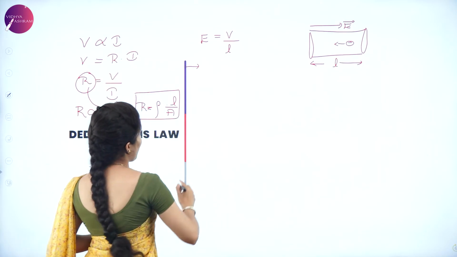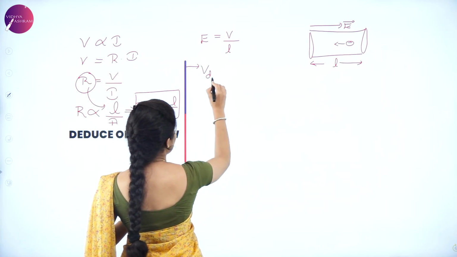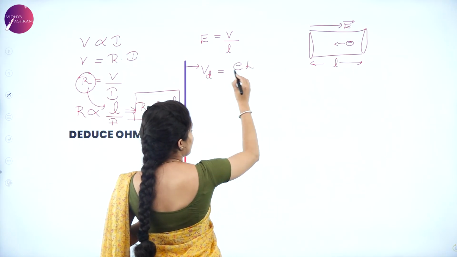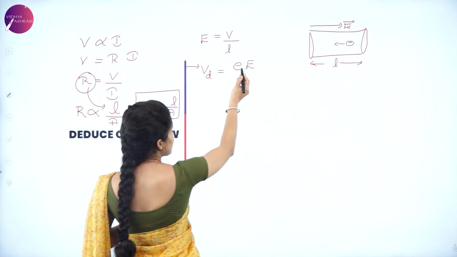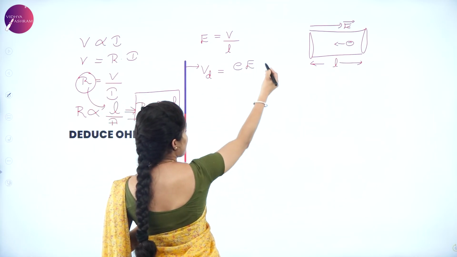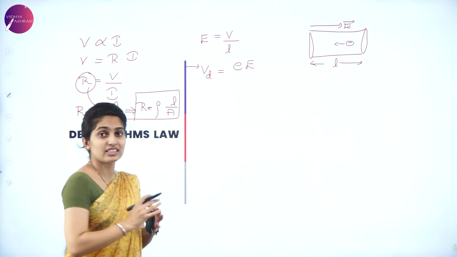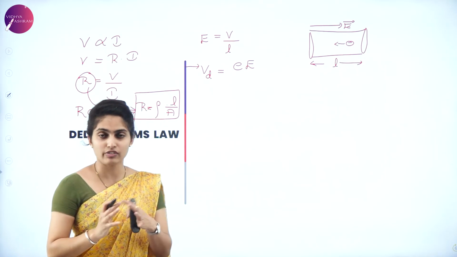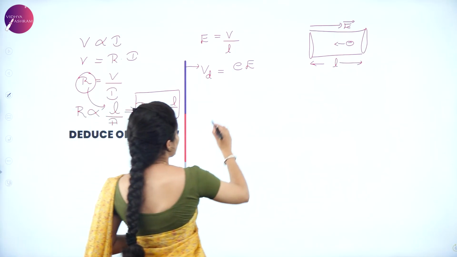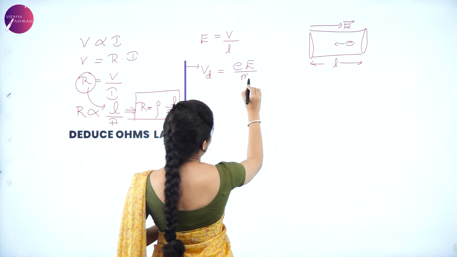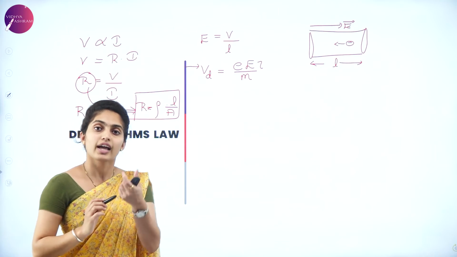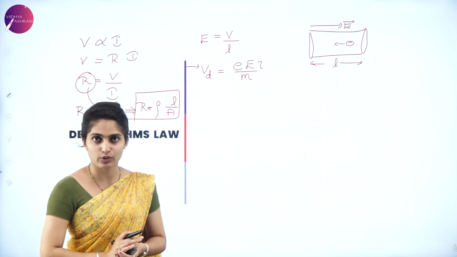So, the drift velocity is given by Vd, which is equal to e, the charge of the electrons, and E is the electric field. I am considering the magnitude of it. That is why I am not considering any of the vector fields or the signs, that is, positive or negative. Which is divided by m and multiplied with tau, that is the relaxation time of the electrons between two successive collisions.